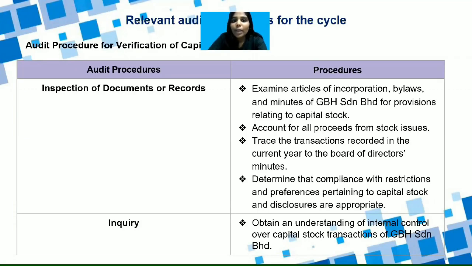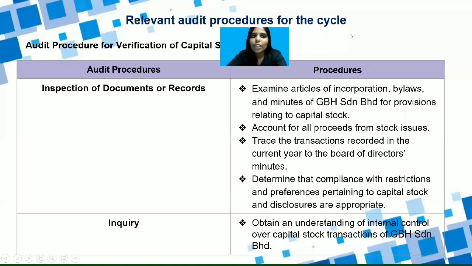So if there are any prior period adjustments, the auditor must be certain that the transactions satisfy the requirements of the relevant accounting standard. So any new appropriation or changes in existing appropriations will be traced to the relevant contractual agreement. So the second audit procedure is inquiry.